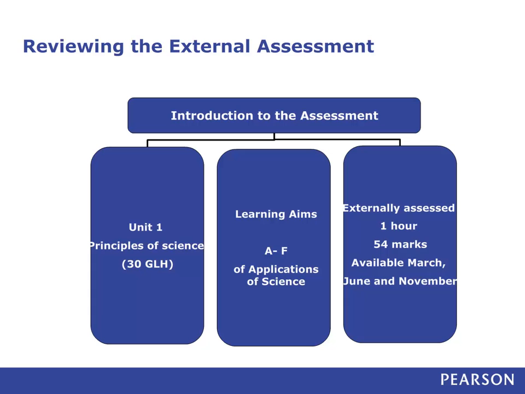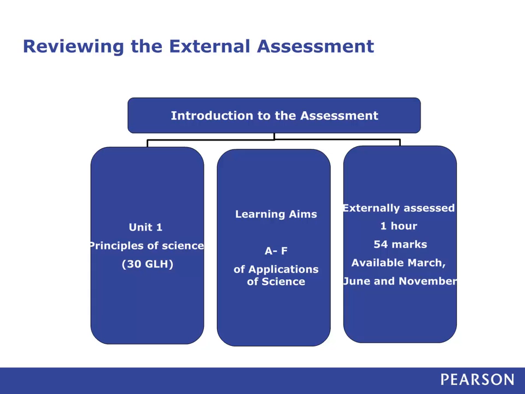The unit covers learning aims A to F, covering biology, chemistry, and physics. In biology, learning aims A and B, candidates: A. Explore cells, organs, and genes. B. Explore the roles of nervous and endocrine systems in homeostasis and communication.